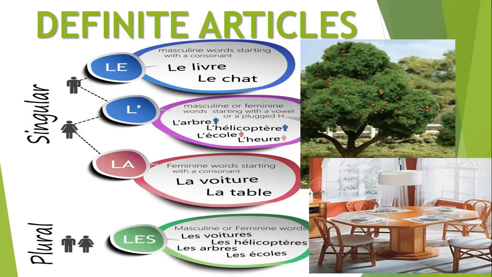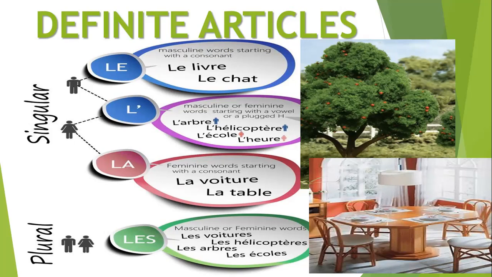This L apostrophe is used for masculine or feminine words that start with a vowel. Suppose we are writing this L, and the next word itself starts with a vowel. Then two vowels are clashing together. To avoid that, we have to drop one of the vowels, that of the definite article, and we just put an apostrophe there. So that is the logic behind using this L apostrophe.